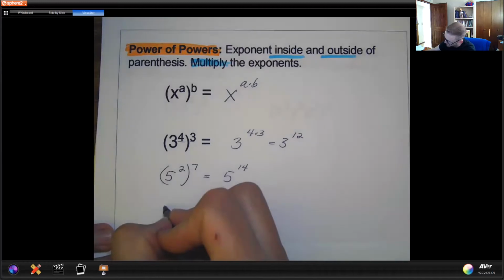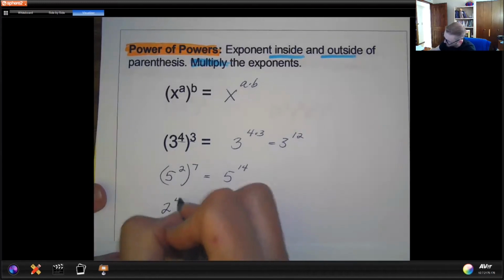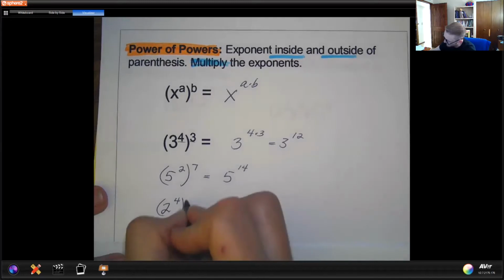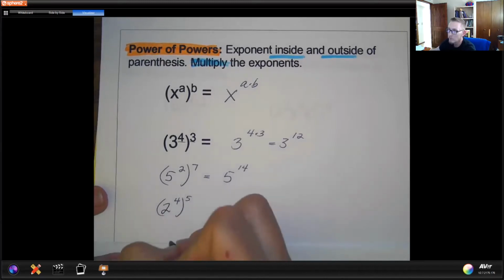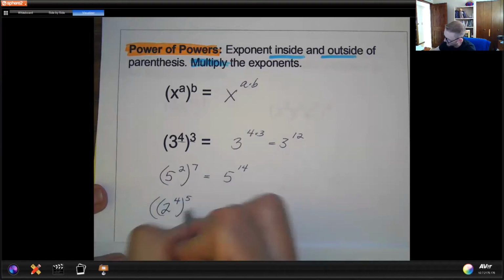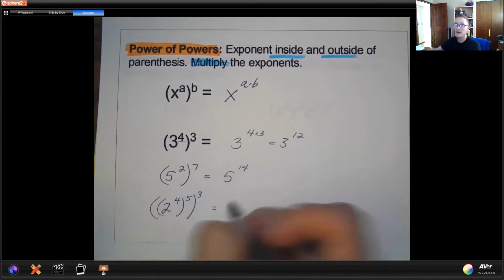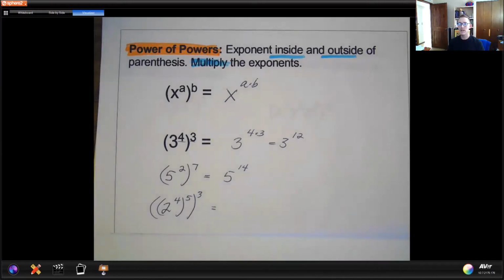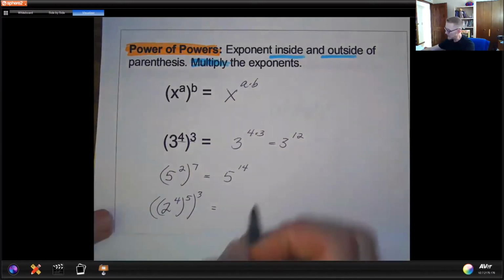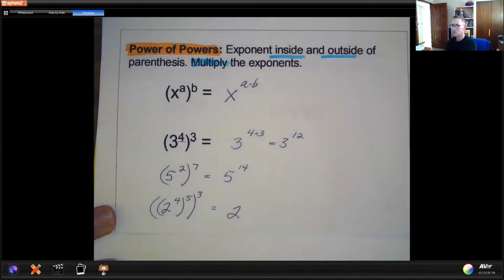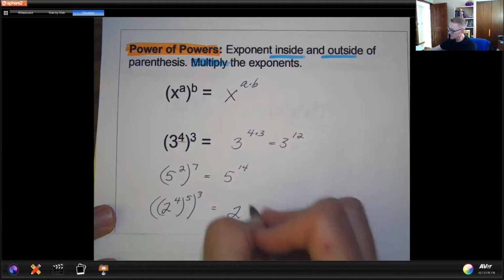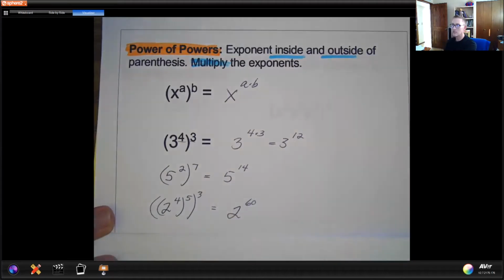Let's see what you can do with this one. 2 to the 4th raised to the 5th raised to the 3rd. Let's add another layer. Rule is still the same. The base does not change. The base is a 2. Multiply all three exponents. 4 times 5 is 20, times 3 is 2 to the 60th power.